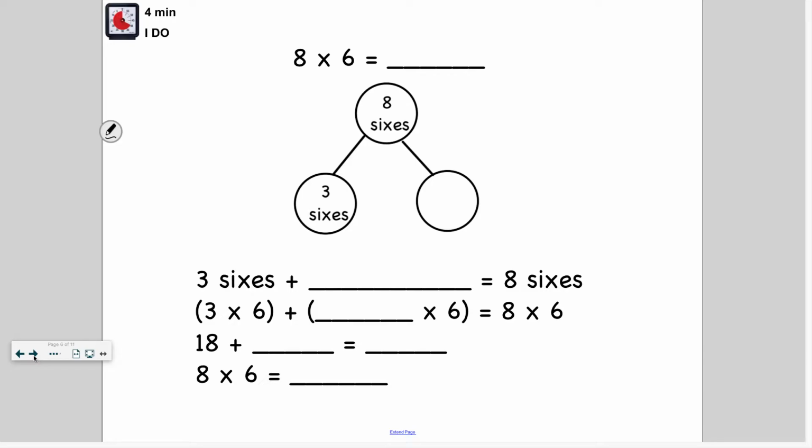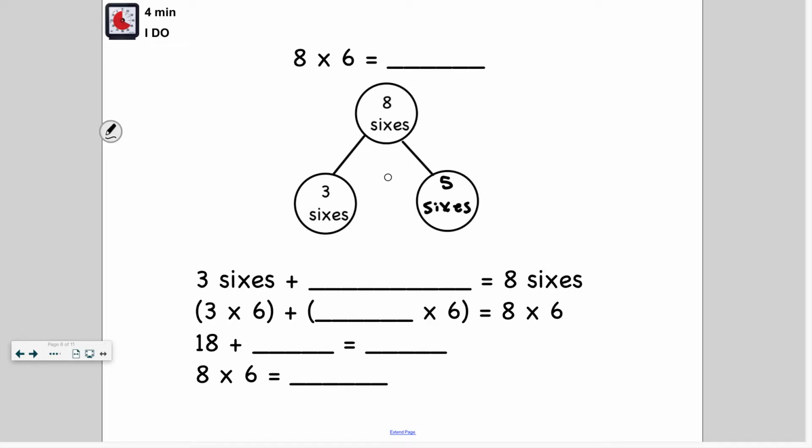So one way to represent the distributive property is to use a number bond as you see here. So I'm going to show you how this works. So I'm trying to solve 8 times 6. I see here in the top, my whole is 8 sixes. They've decomposed 8 sixes to be 3 sixes. And I know that 3 plus 5 will give me 8. So I'm going to write 5 sixes here.